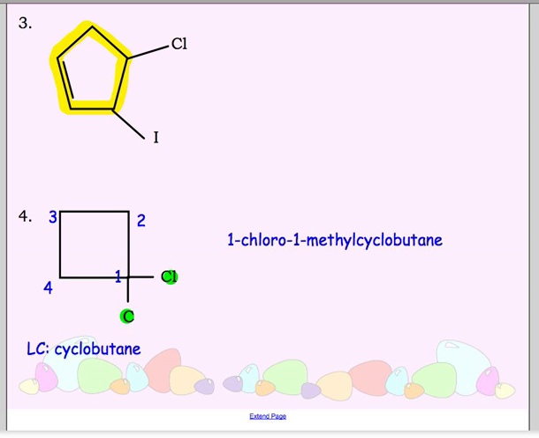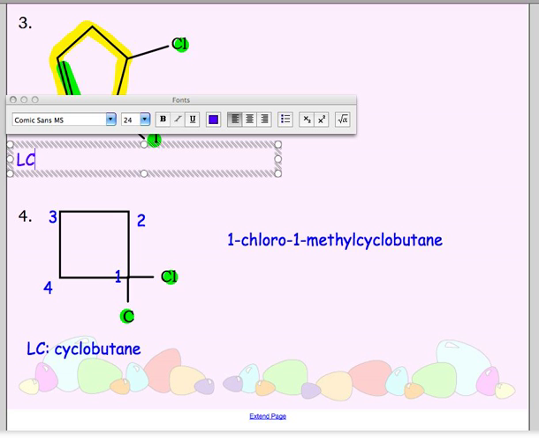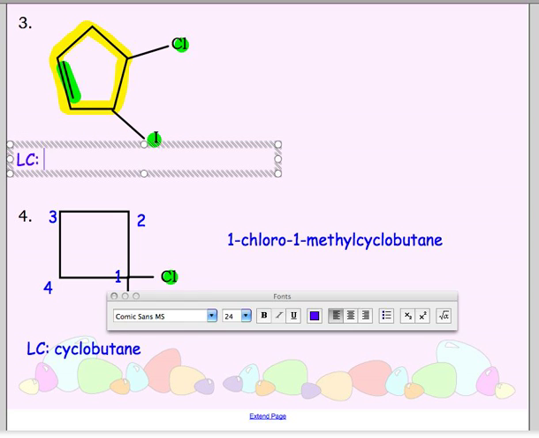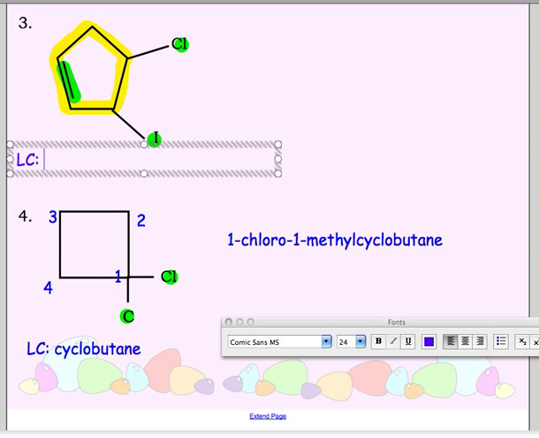And then we also have some things hanging off here. We have a chloro, we have an iodo, and the other thing we have to worry about is a double bond here. So you just kind of have to keep that in mind when we're doing this. If we're looking at our longest chain, it is 5 carbons in a ring, and there is a double bond, so it will be a cyclopentene.